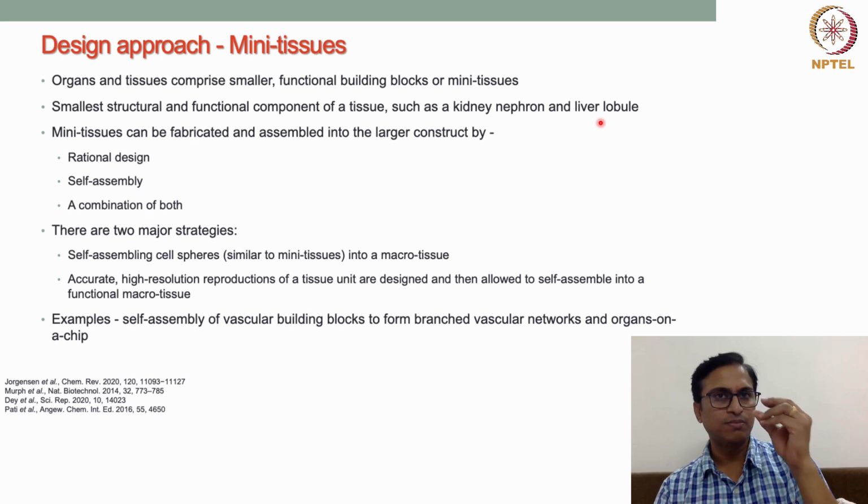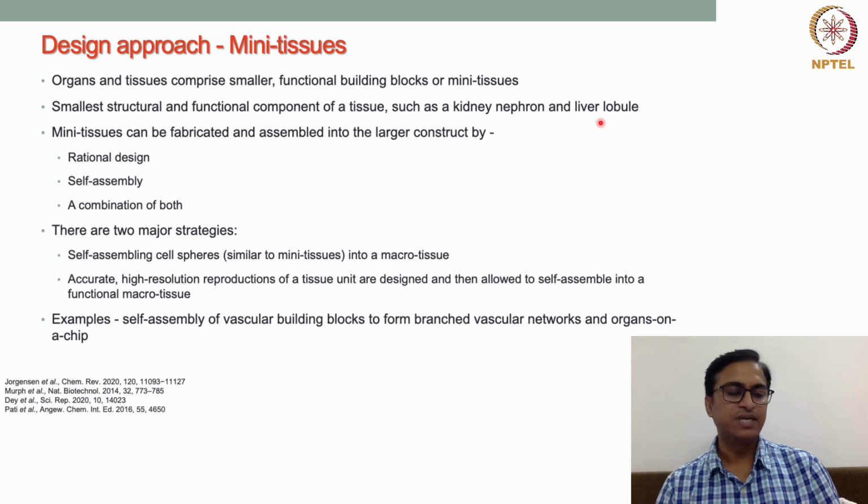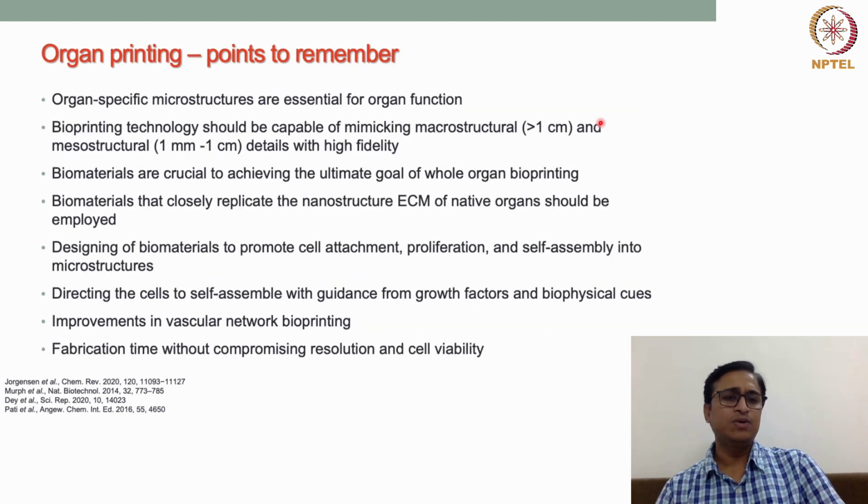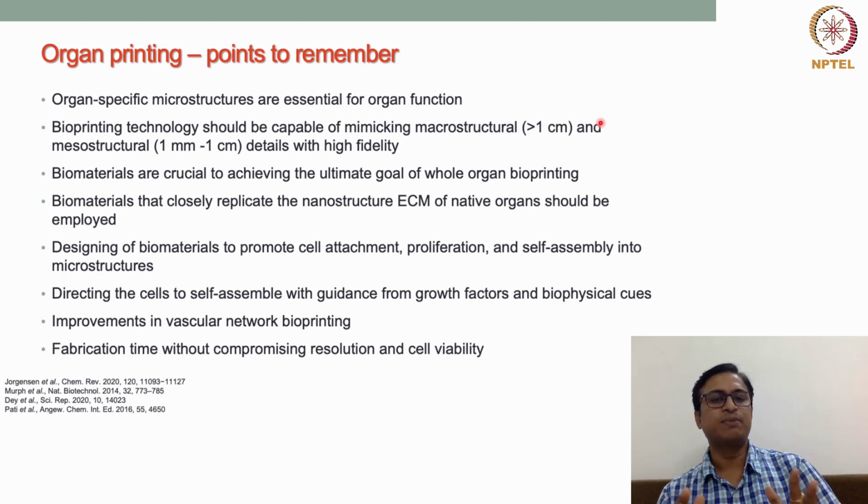So taking the small building blocks, small functional components of the tissue, that can be printed and used. Now let us summarize all the lectures of this week. Regarding organ printing, we have discussed what is required to understand, what are the different things to be considered, and also how we can bioprint the tissue structures, what are the different strategies, approaches, and design strategies. All these things we have discussed in great detail.